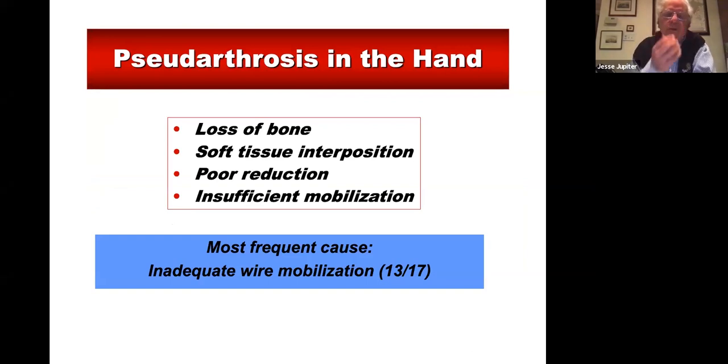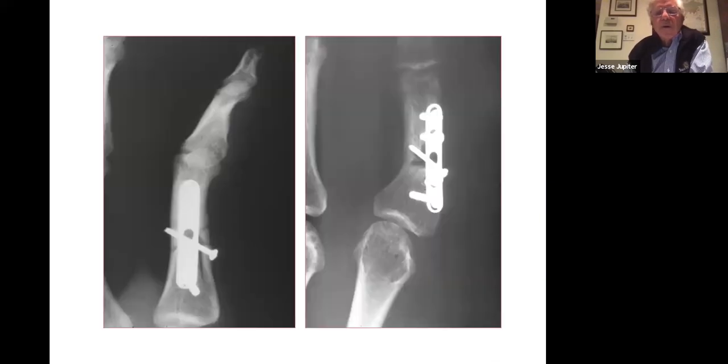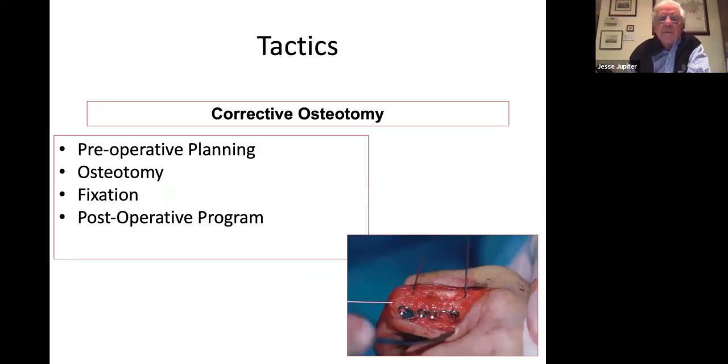Non-union is mostly from trauma, we say, or surgical intervention, and inadequate K-wire fixation in bad trauma is probably the most common thing we see. This is a patient where you see how the K-wires cross in the fracture, keeping the fracture fragments apart, or this is a failed internal fixation per se. So those are the things that can lead to malunion and non-union.